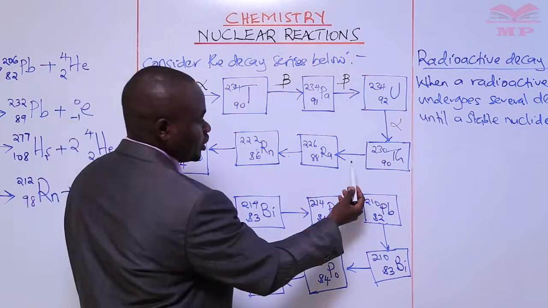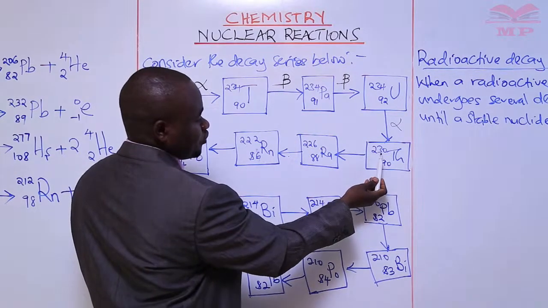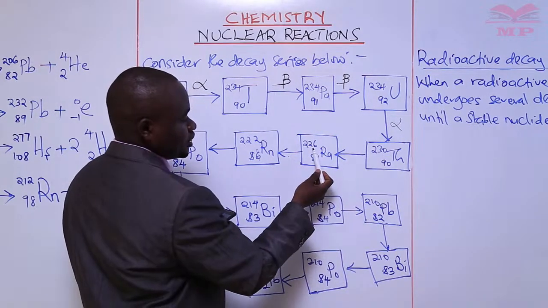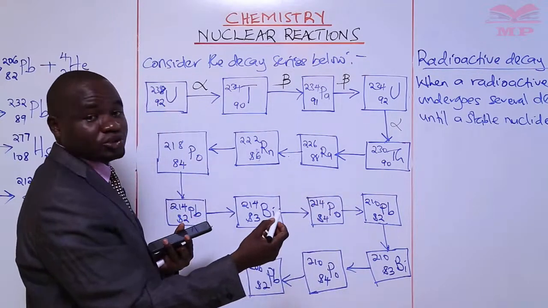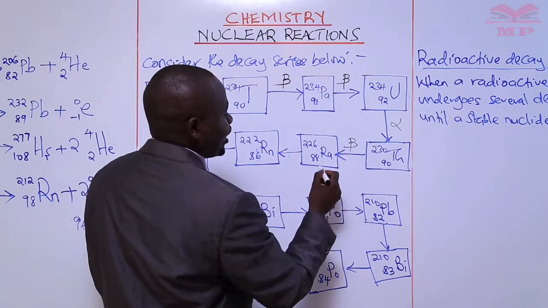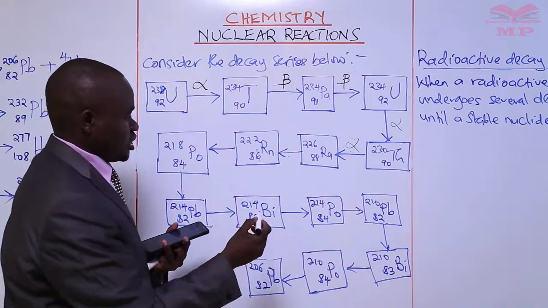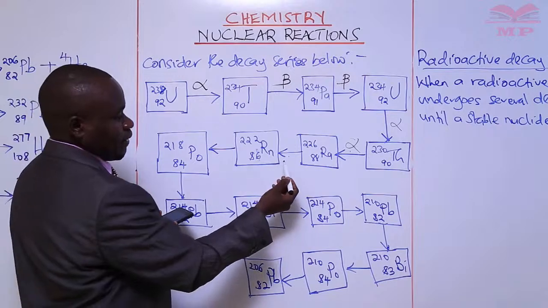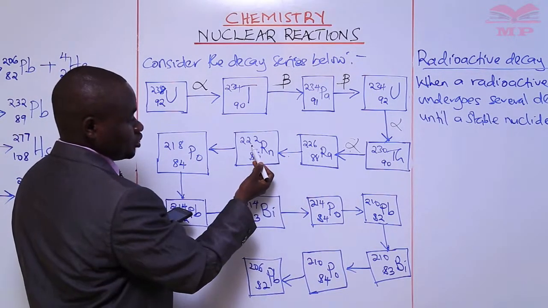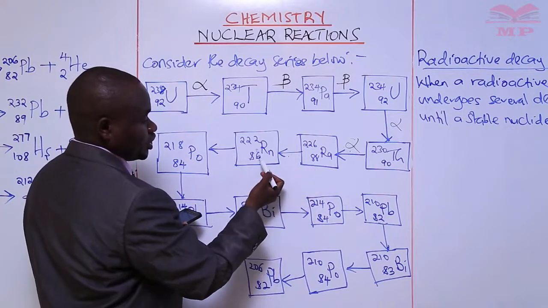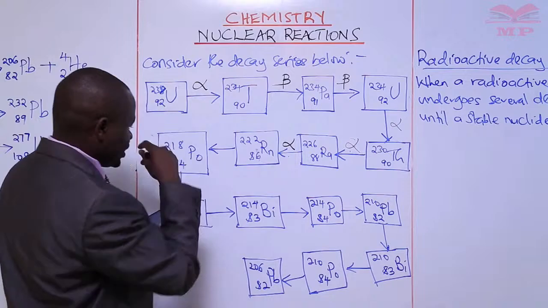So how about this one? You can see the mass number has reduced from 230 to 226. Atomic number reduced from 90 to 88. That means there is emission of a beta, not really beta, but alpha particle. Yeah, that's good. How about this one? The mass number has reduced from 226 to 222. Atomic number 88 to 86. Which particle is that? Once again, that is alpha particle.